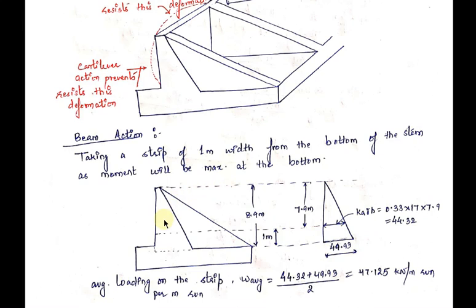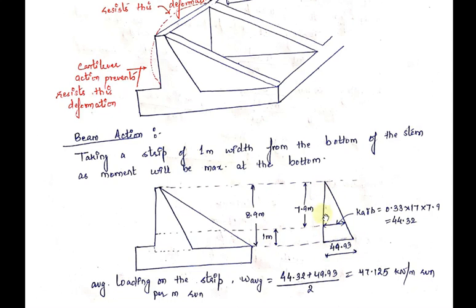So in order to analyze the stem for beam action, I will divide it into strips, and I will take the bottommost strip of 1 meter width, because at the bottom the pressure is maximum, and by putting the maximum value I will provide the reinforcement. So this is your stem. From the base of the stem, I have considered a strip of 1 meter width.